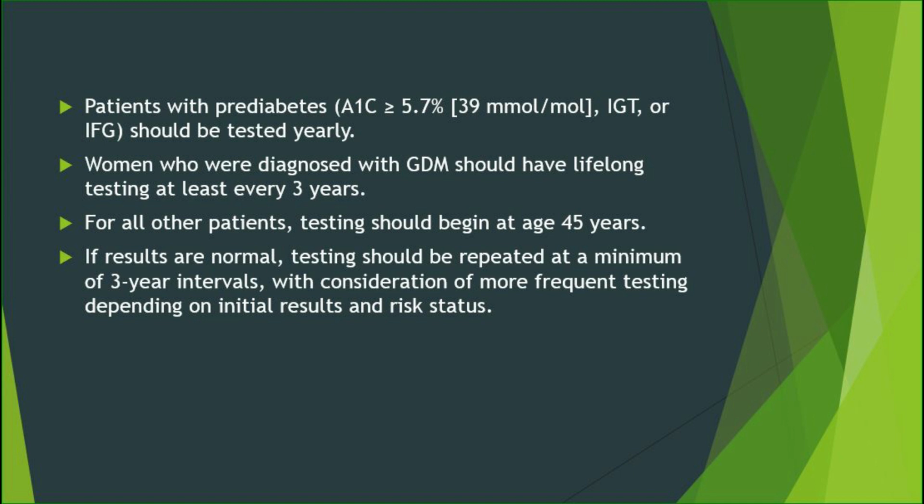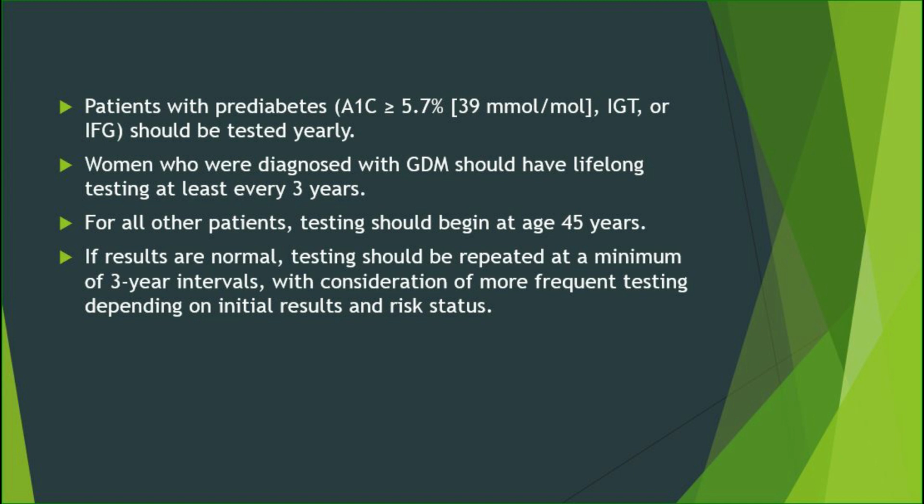Ideally, I should say that they should always go for OGTT at least at 3 years interval. And the patients who are above 45 years old, they should also go for OGTT. And if the results are normal, testing can be repeated at the interval of 3 to 5 years. It depends on the initial result and the risk factors the patient has.